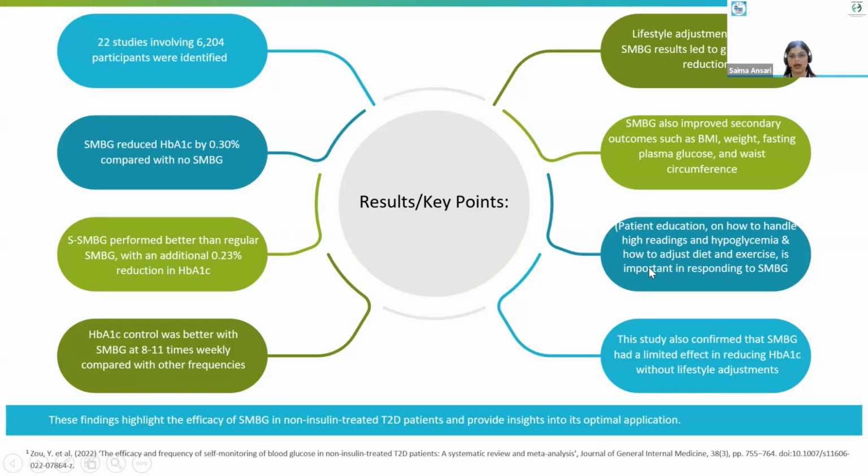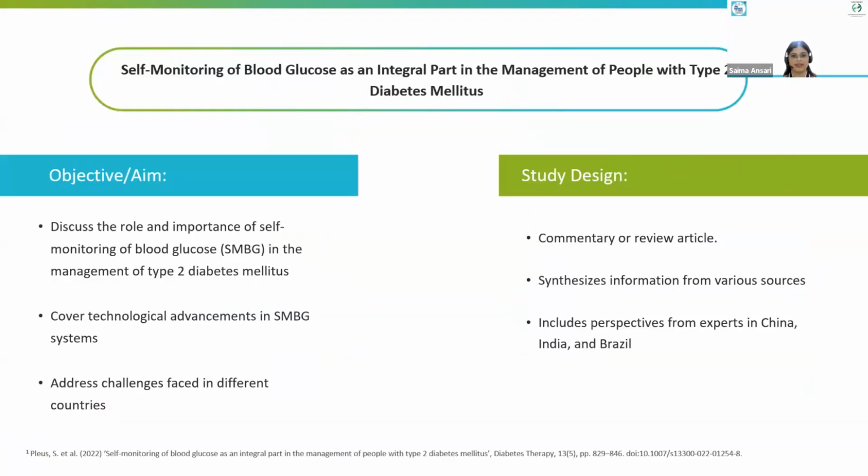So patient education on how to handle high readings and hypoglycemia and how to adjust diet and exercise is important in responding to SMBG. This study also confirmed that SMBG had a limited effect in reducing HbA1c unless lifestyle adjustments are made with the help of glucose monitoring. There is less evidence that HbA1c can be improved without lifestyle adjustment. So lifestyle adjustments play a key role here.